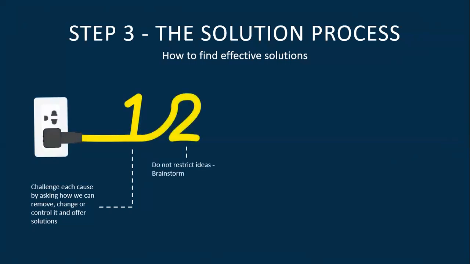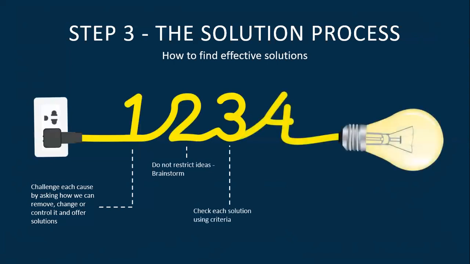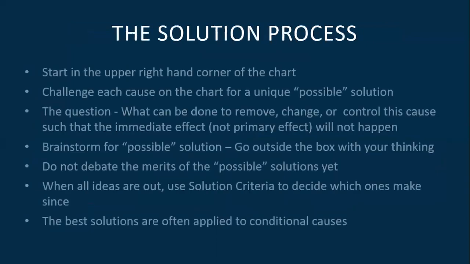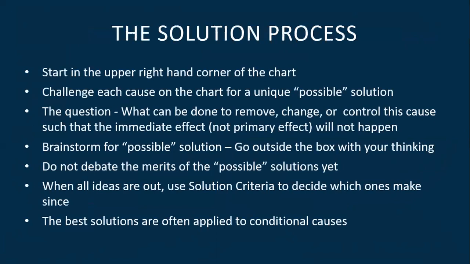The next step, we don't want to restrict any ideas. We want to brainstorm and not worry about whether it's going to be a rational solution or not at this point. It's too early in the process for that. We just want to get the ideas out and recorded. Third step, once we're done brainstorming, then we're going to check each solution using a set of criteria to see whether or not it's something that makes sense. And the fourth step, we want to implement those solutions that are going to best pass our criteria. So the solution process, your facilitator will likely start in the upper right-hand corner of the chart.